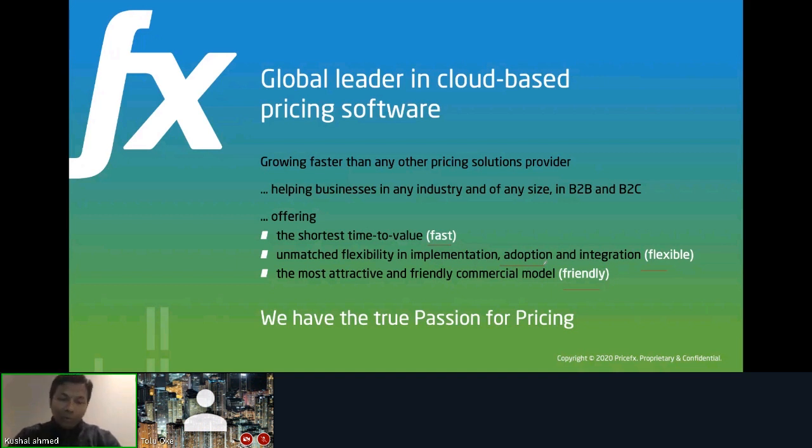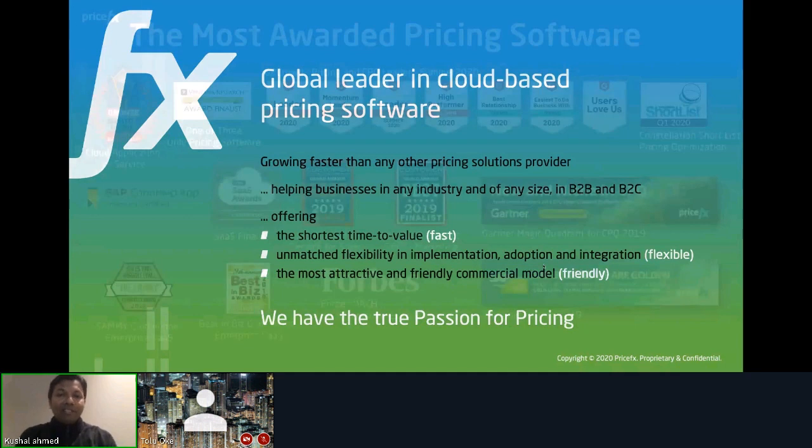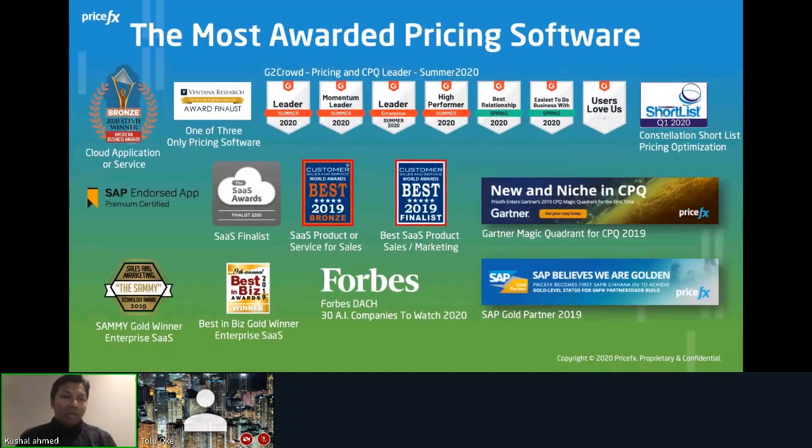We do have true passion for pricing, and with that passion, as you can see, we have achieved a lot of awards. From 2019, we are the golden partner of SAP, and from 2020, we are one of the 7 endorsed applications by SAP in the area of optimized pricing solution. And you'll be happy to know that we are one of the 30 artificial intelligence companies to watch in 2020. All right, enough talking about PriceFX.